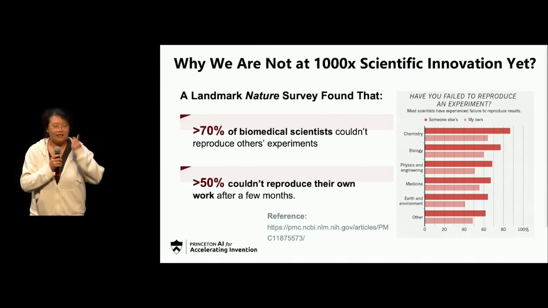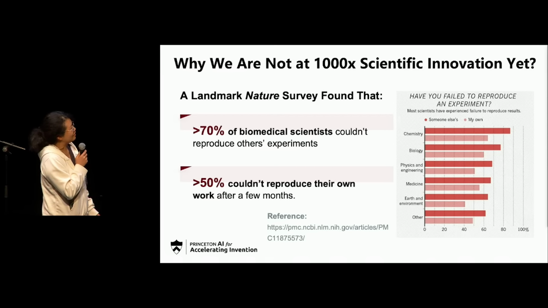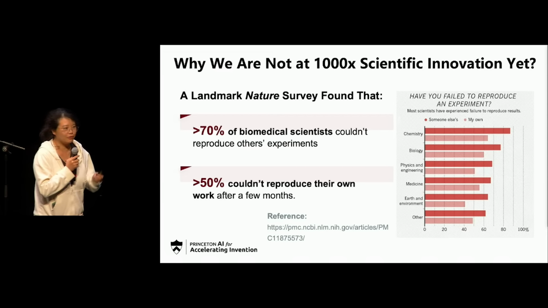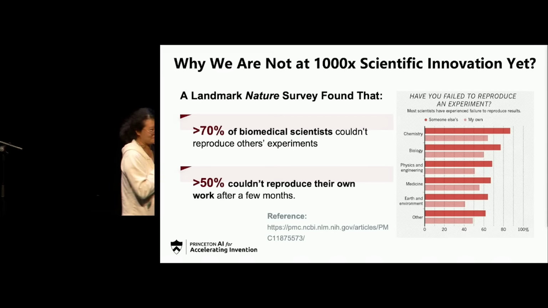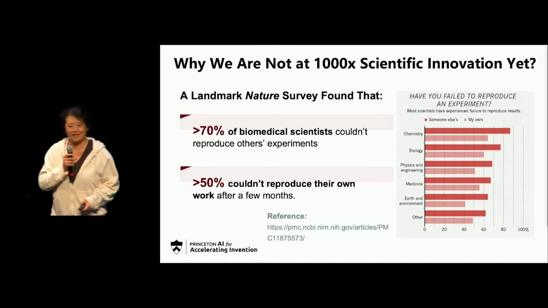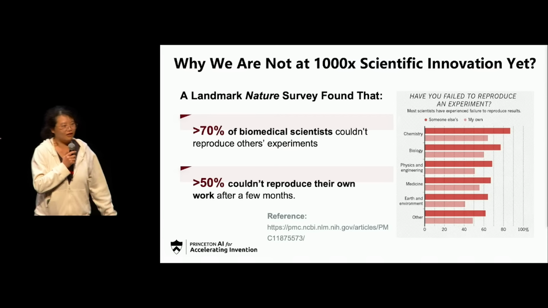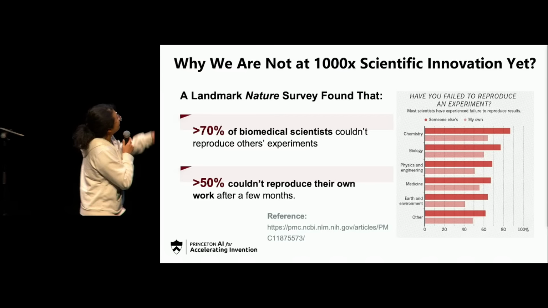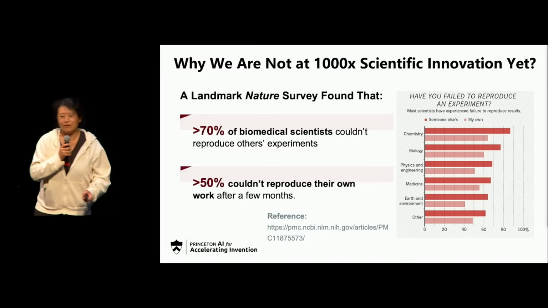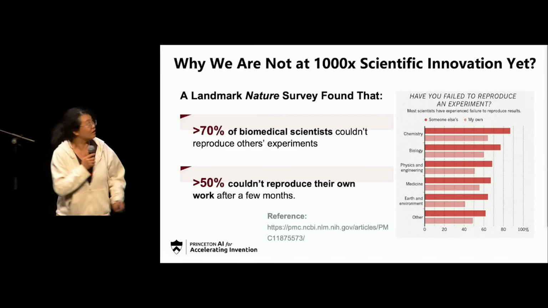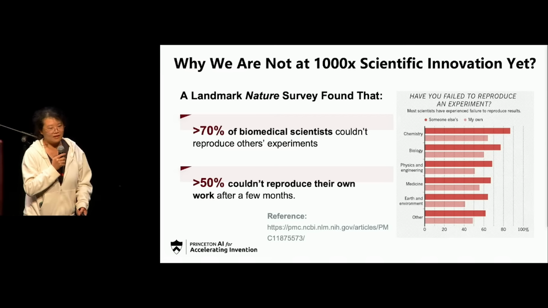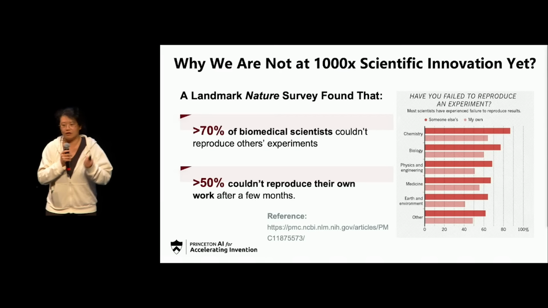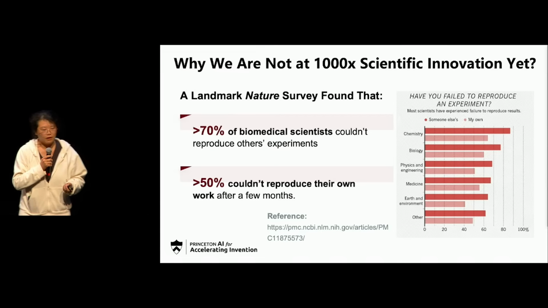Actually, there was a survey run by researchers at Nature that found 70% of biomedical research papers are not reproducible by others, and 50% are not even reproducible by the same authors. And this is true across domains: chemistry, biology, physics, Earth and environmental sciences. The problem is simply that verification is hard.